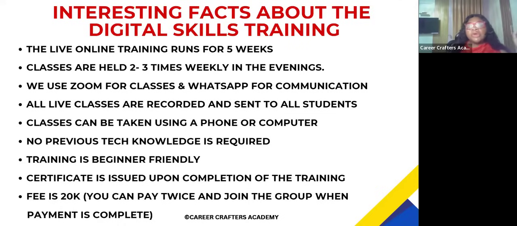The beautiful thing is that you can pay in two installments. If you want to split your payment into two, you pay 10,000 and then you join the class. But you don't join the class until the payment of 20,000 is complete, because we do not have the time to be running after you. So you pay in full and then you join the class.